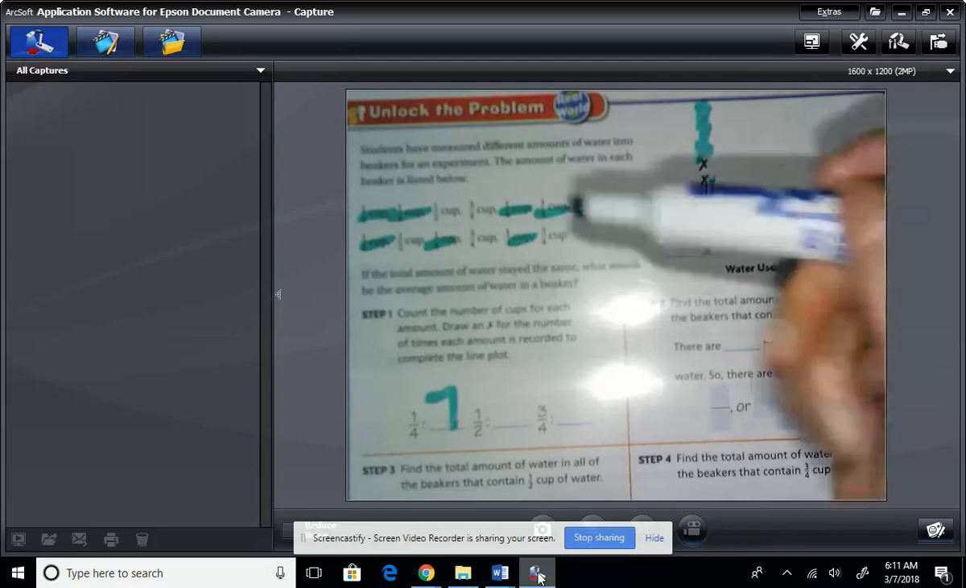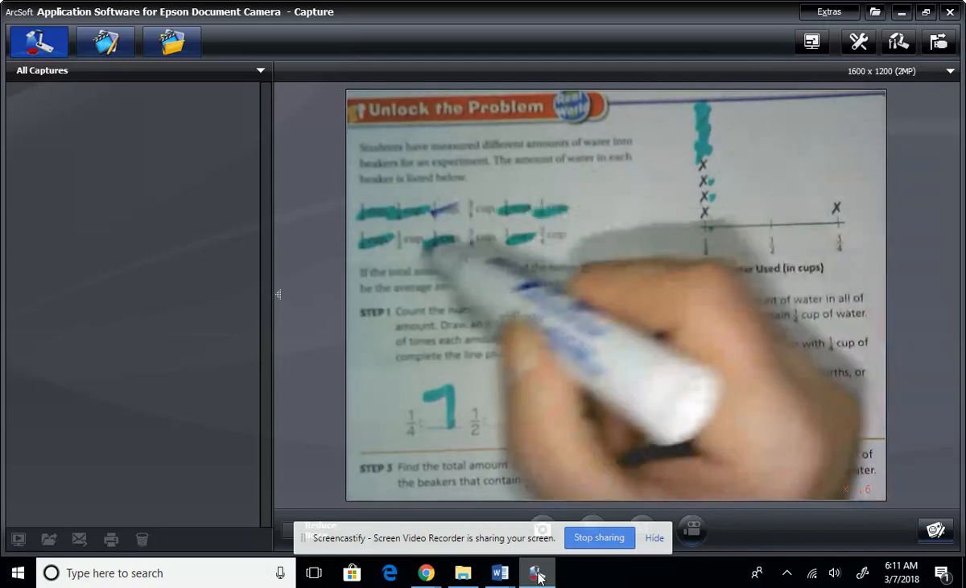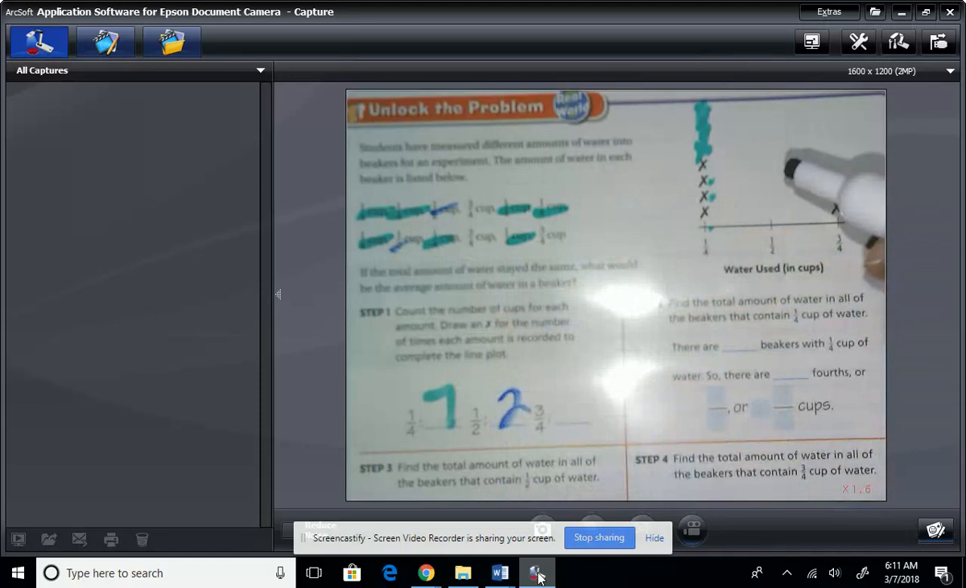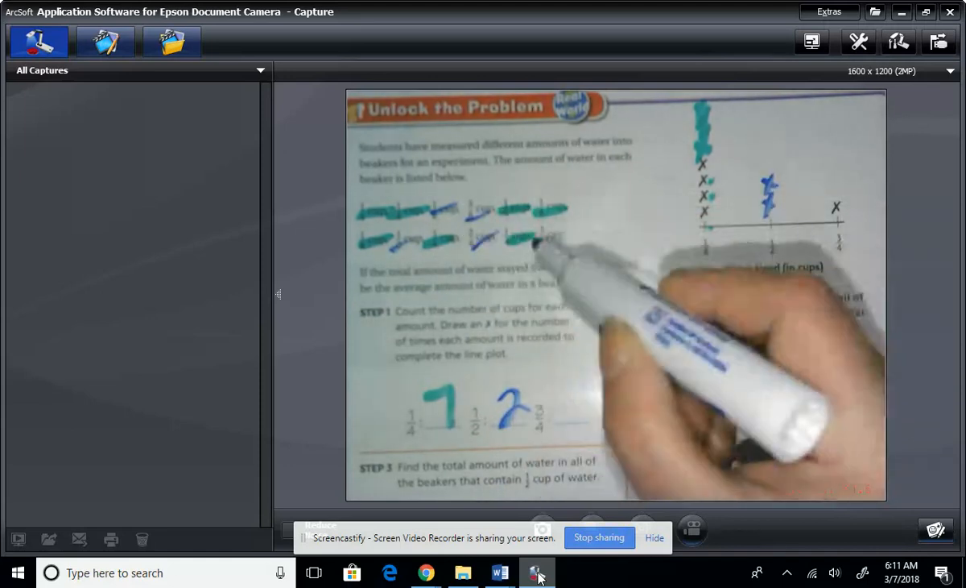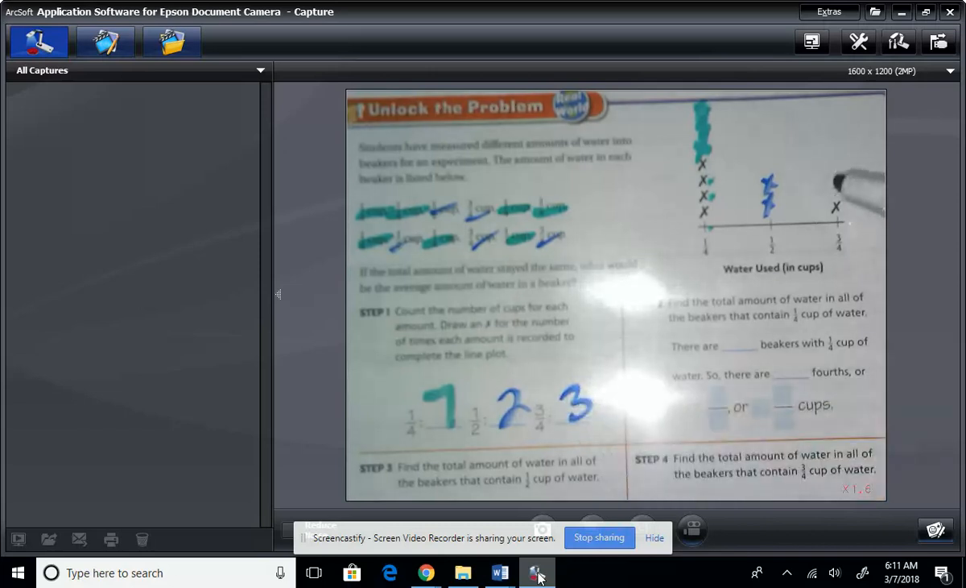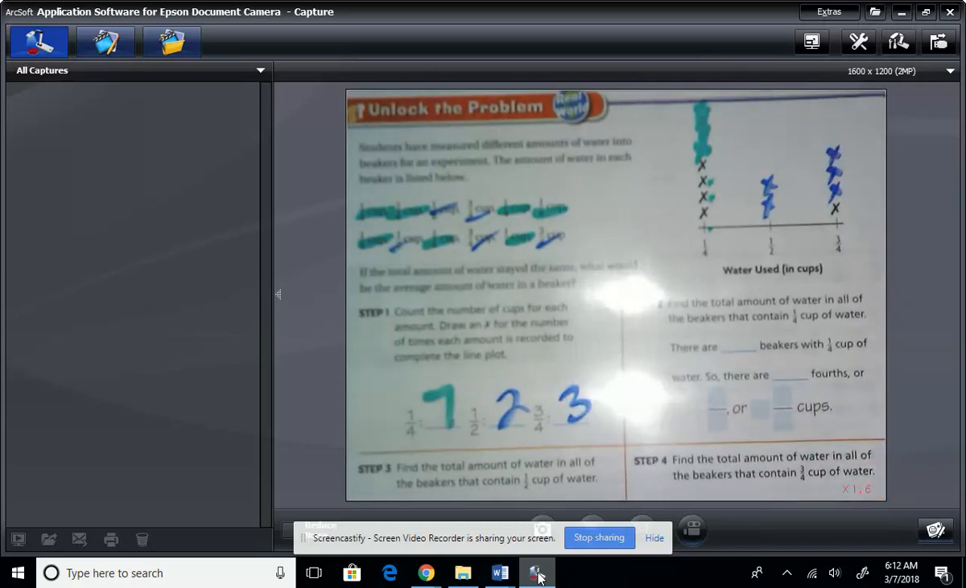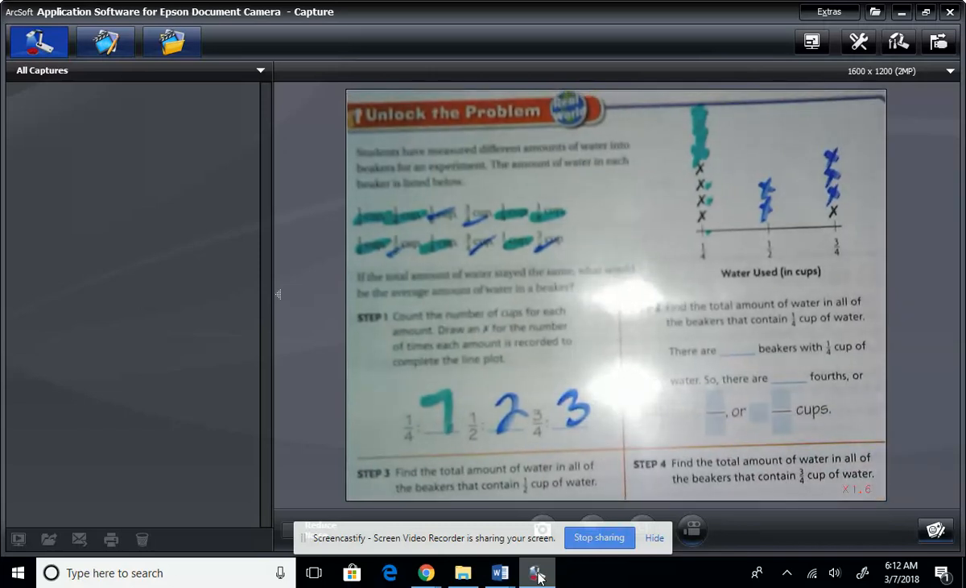All right, half, 1, 2. So 2, 1, 2. 3/4 is 3. All right, so we have that all labeled. I hope you have yours all labeled. Okay, now how we can figure out to get that we're talking about the same amount.